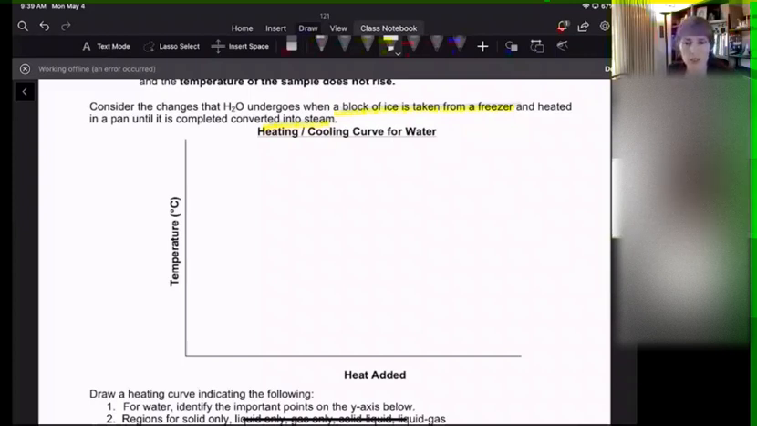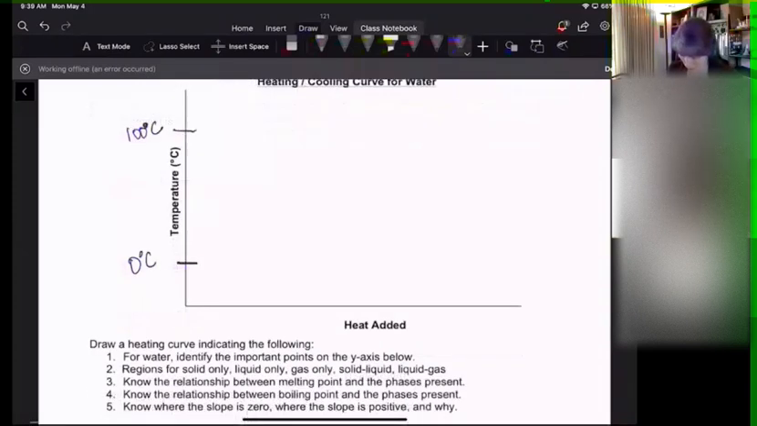What are the important temperatures to write on there? 0 and 100. That's right. Perfect. 0 degrees C, that's the freezing point. 100 degrees C is the boiling point. We're going to take our ice, right? We have some ice down here. Oh, and the x-axis is heat added.